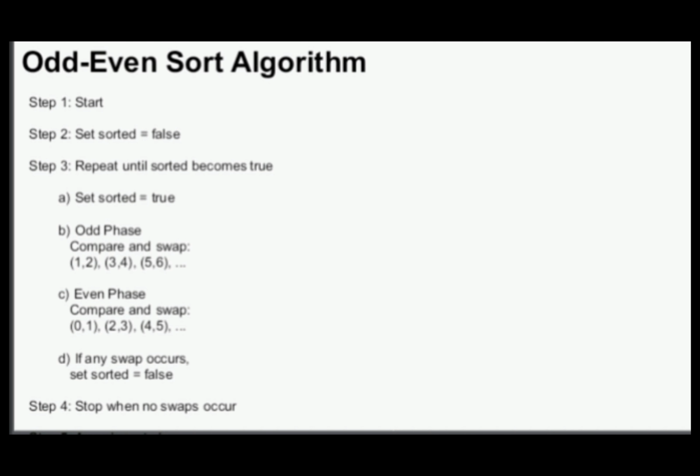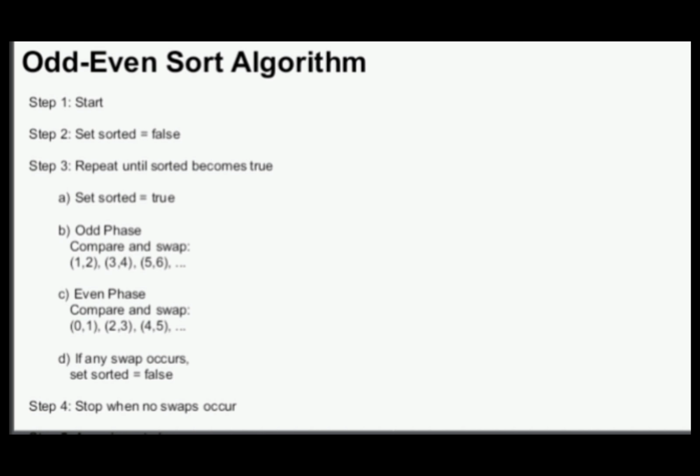Odd even sort algorithm. First step, the sorting process begins. Second step, set sorted to false. We assume the array is not yet sorted. This tells the algorithm to start checking the elements. Repeat until sorted is true. The algorithm keeps repeating the sorting step until the array becomes completely sorted.